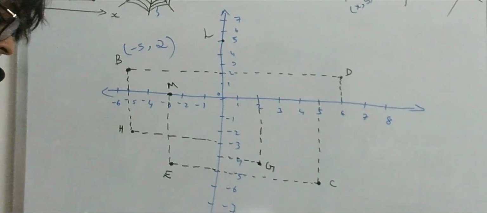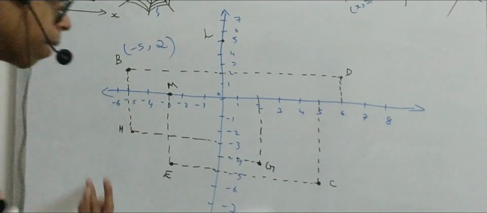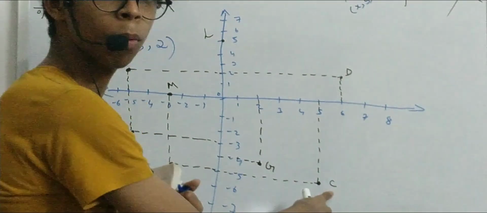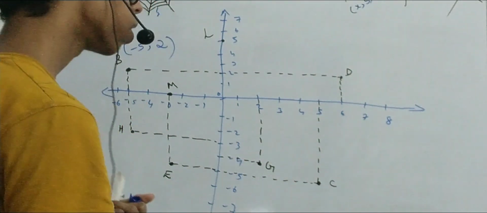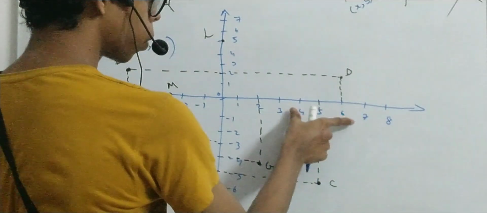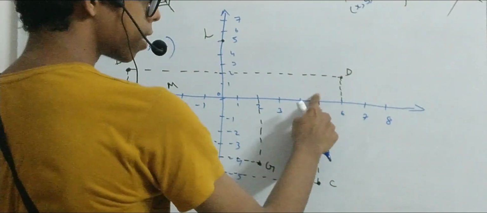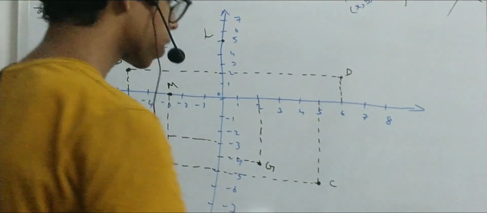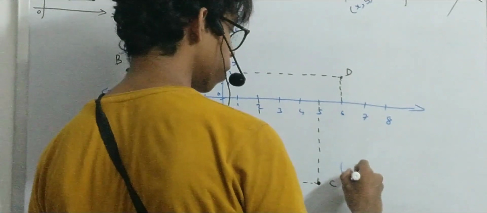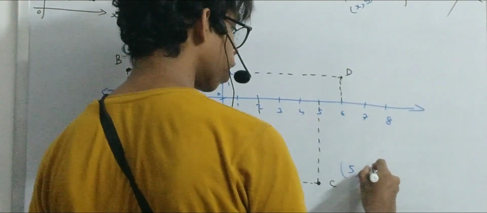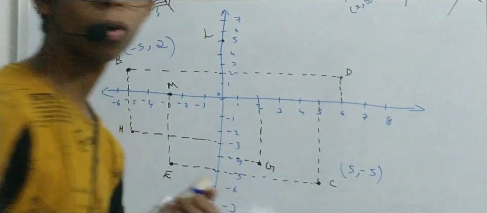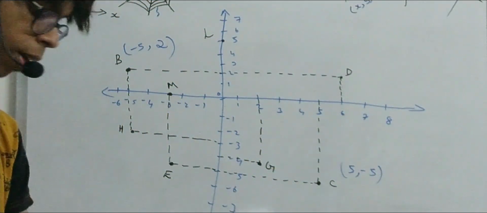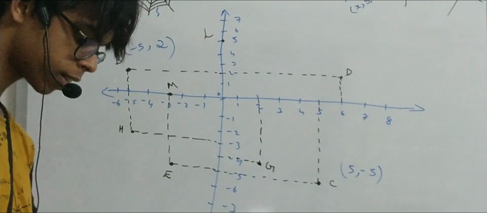The second one is the coordinates of C. Now you can see the point C lies over here. What is the coordinate of the point C? First look at the x-axis. On the x-axis it lies on 5. On the y-axis it lies on -5. So the coordinates will be 5, -5. Okay, 5, -5. I hope it is clear.